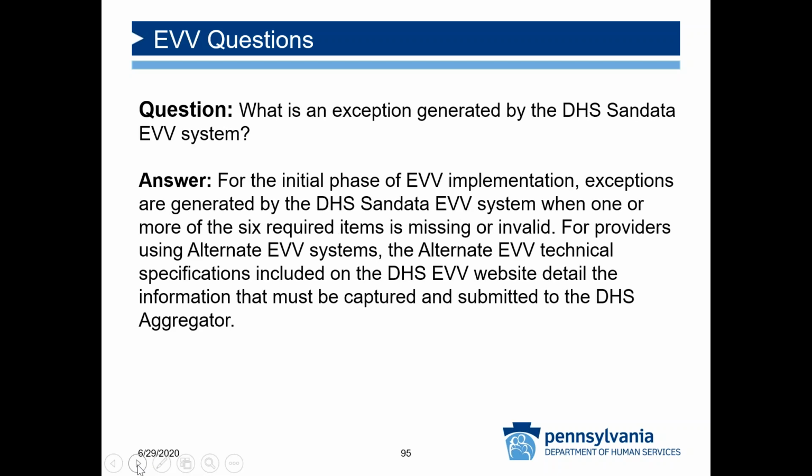And the last question for me, what is the exception generated by the DHS SANDATA EVV system? The answer: for the initial phase of EVV implementation, exceptions are generated by the DHS SANDATA EVV system when one or more of the 6 required items is missing or invalid. For providers using alternate EVV systems, the alternate EVV technical specifications included on the DHS EVV website detail the information that must be captured and submitted to the DHS aggregator. And on to the next one.